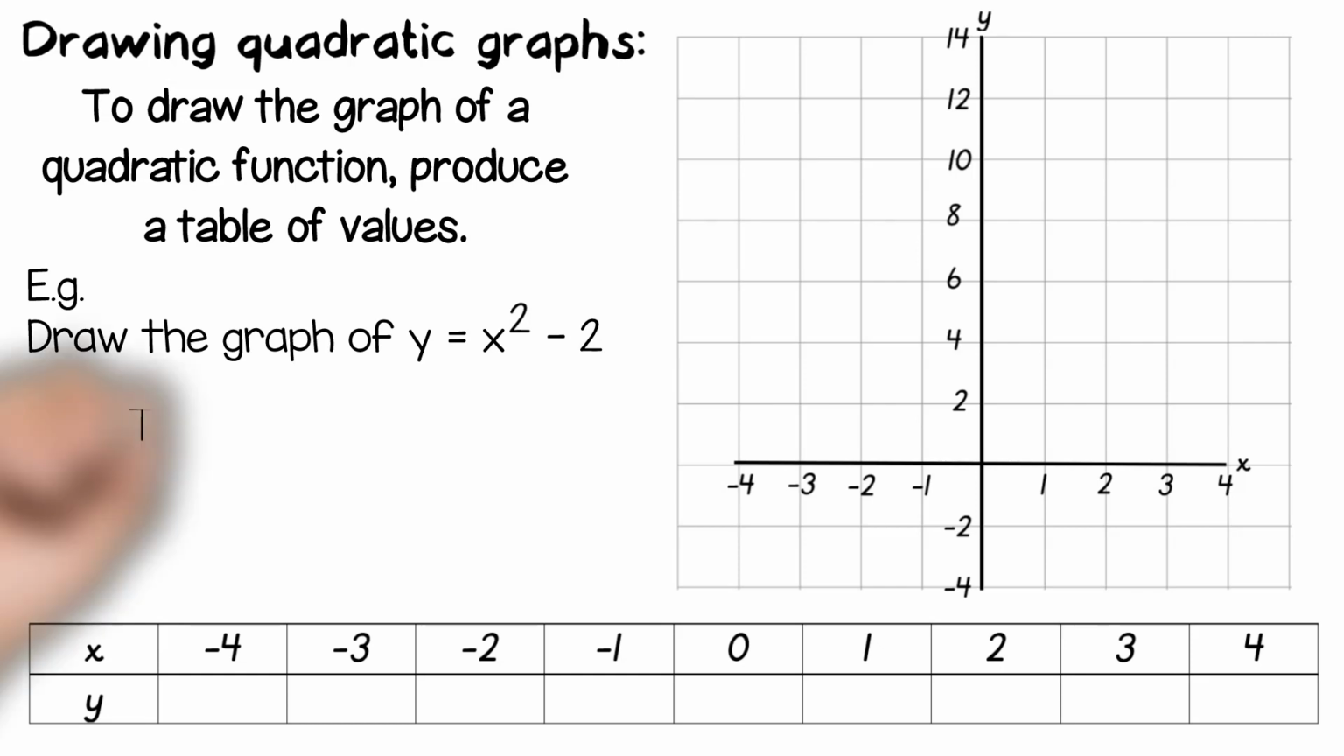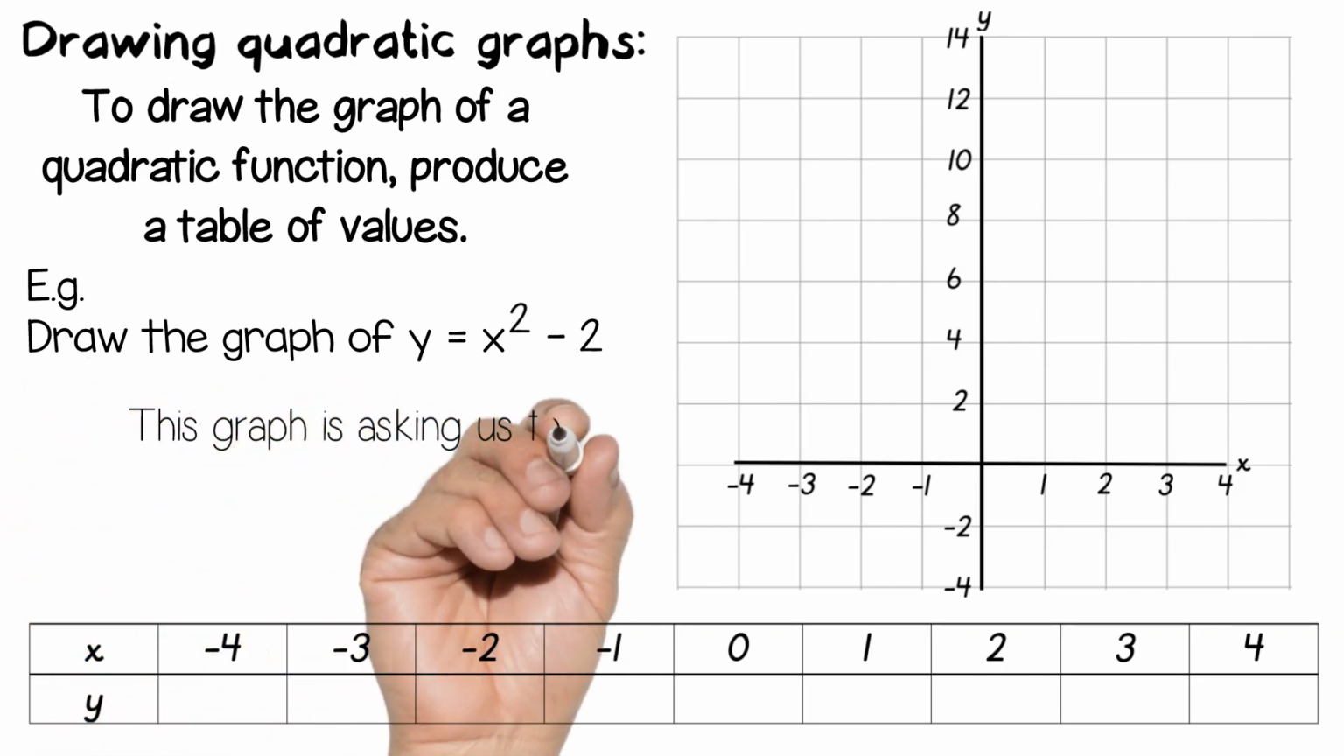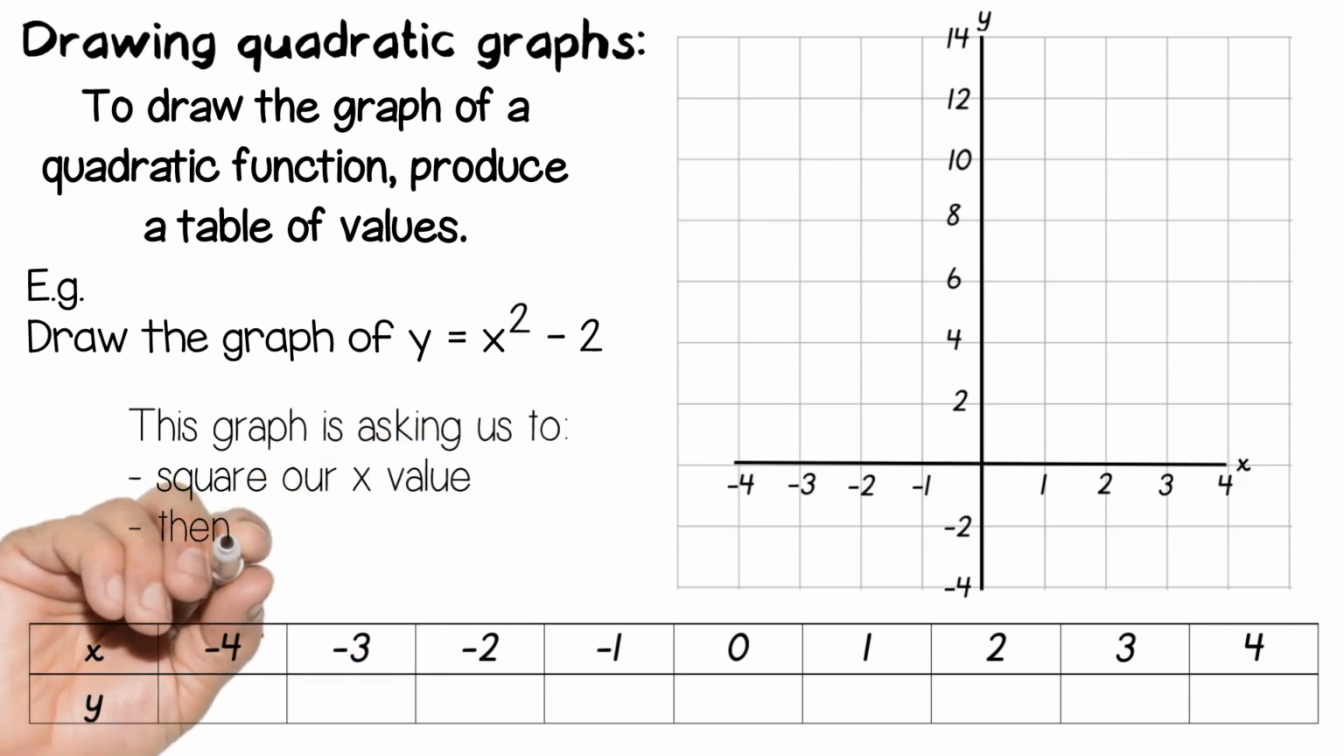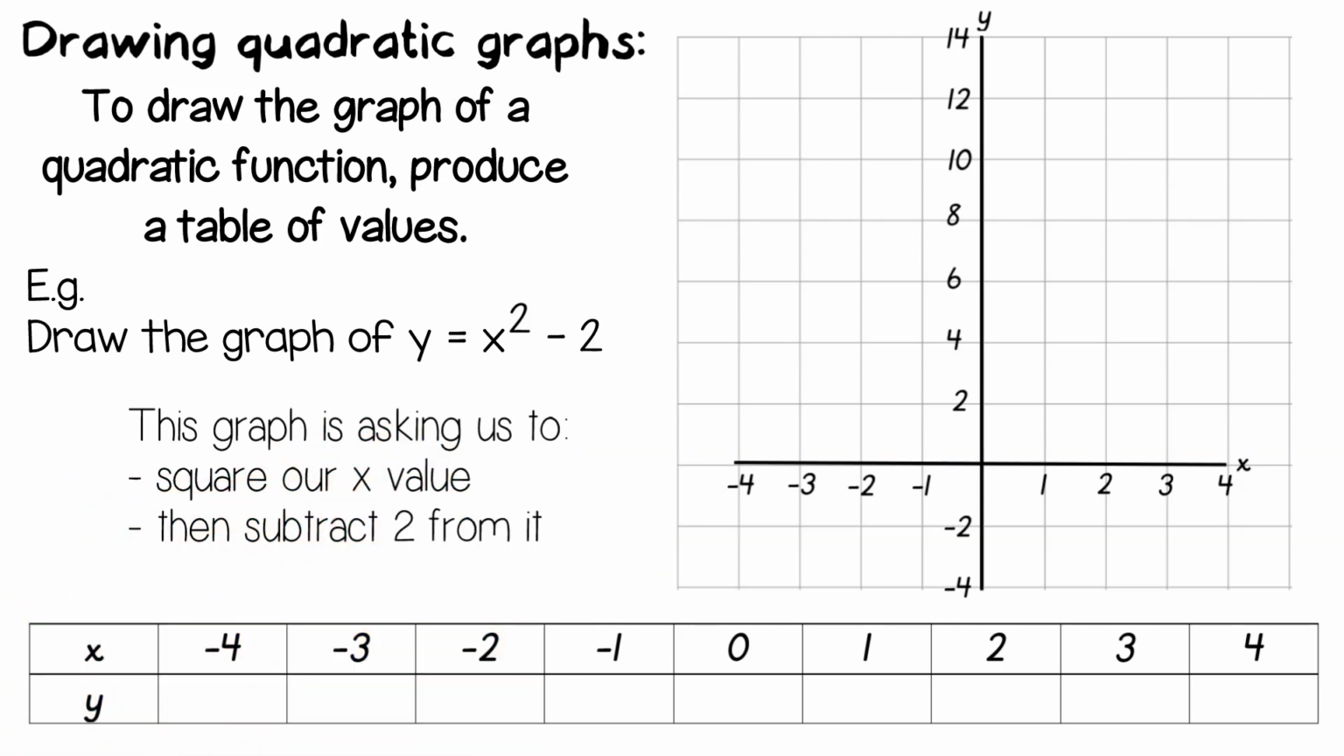So what x squared minus 2 is asking us to do is to square our x value and then subtract 2 from it. So I'm going to start with 4. So 4 squared is 16, take away 2 is 14. 3 squared is 9, take away 2 is 7, and so on. I normally start with the positives just because I find that easier.